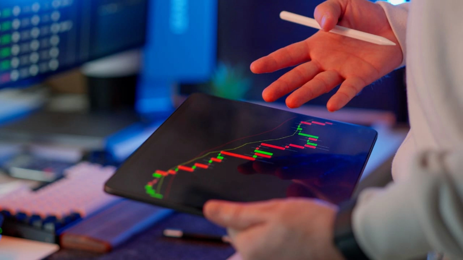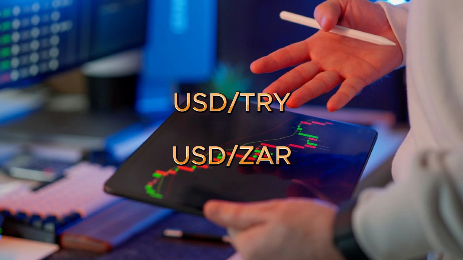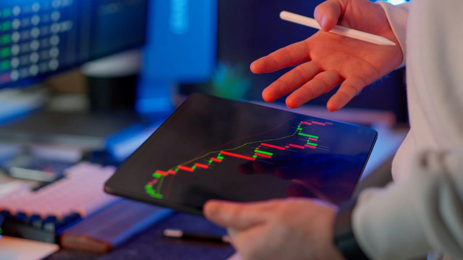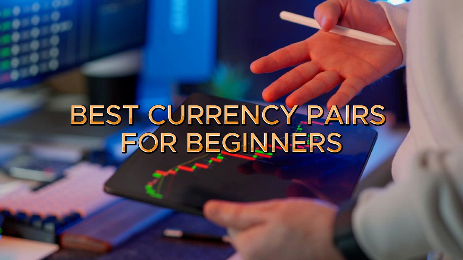Examples include USD/TRY and USD/ZAR. Although all three categories can be found on trading platforms, they are not equally popular. Knowing which group a pair belongs to will help you better understand the choices available as you continue learning about Forex trading.